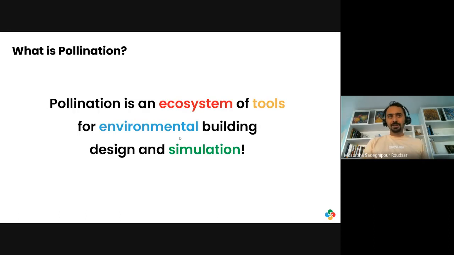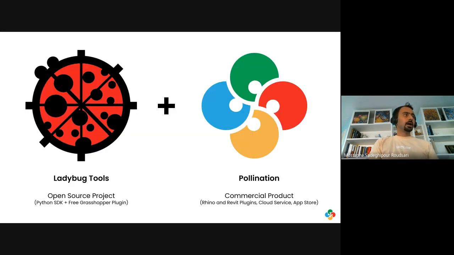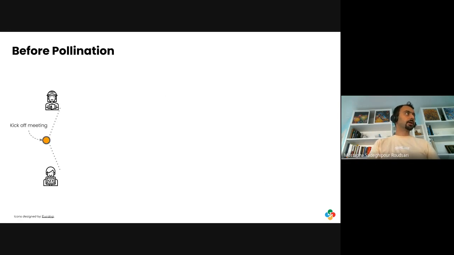Okay, with that, what's Pollination? Pollination is an ecosystem of tools for environmental building design and simulation. It's built by the same team who are behind Ladybug Tools. We are maintaining both projects and they are complementary. Ladybug Tools is our open source project and Pollination is the commercial product that we're building.